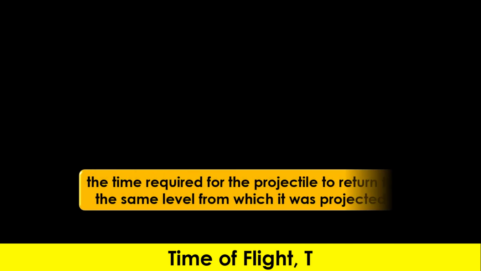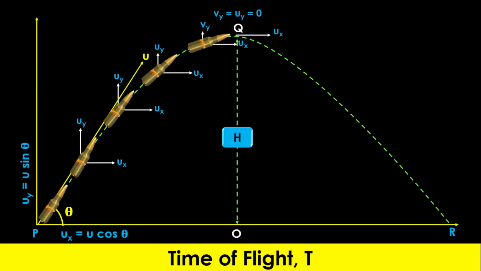In angular projection, the time of flight is the time required for the projectile to return to the same level from which it was projected. In deriving the time of flight, we will first determine the time for the upward motion, that is, the time it will take the bullet to move from point P to Q, and then add it to the time for the downward motion, which is the time it will take to move from point Q to R. Usually, T1 and T2 are always equal since the body covers the same distance in its upward and downward motions. So we can simply multiply the time for the upward flight by 2 to get the time of flight.